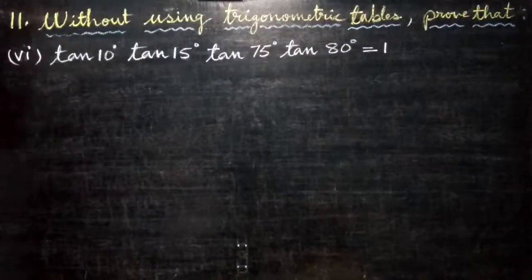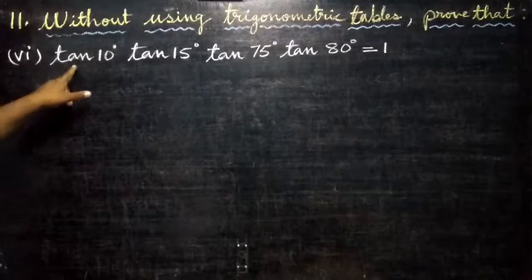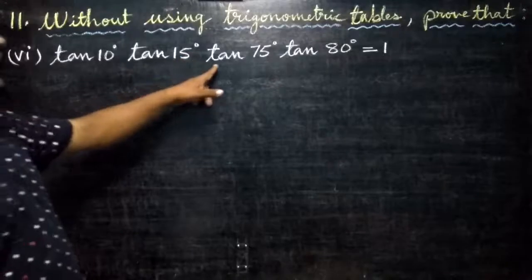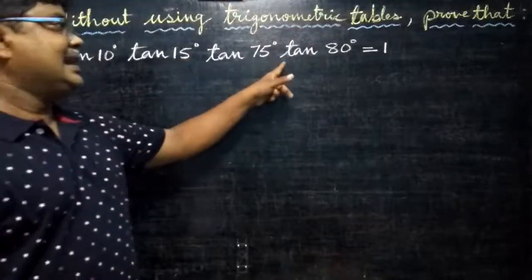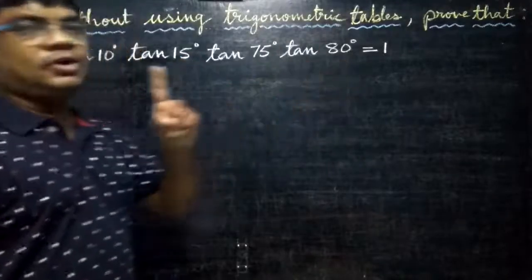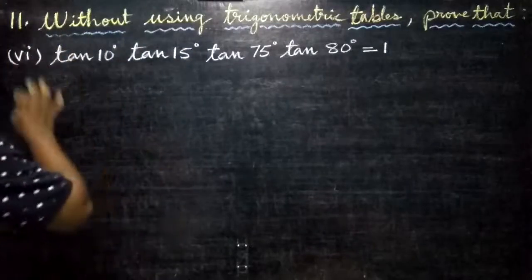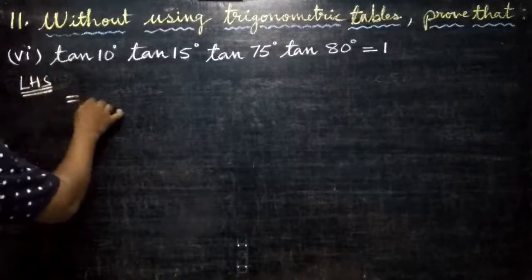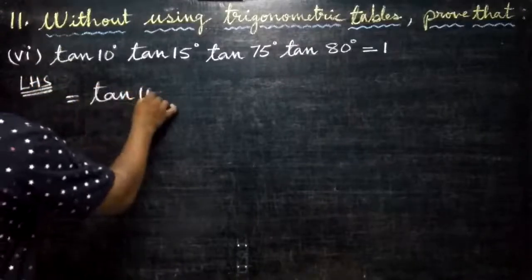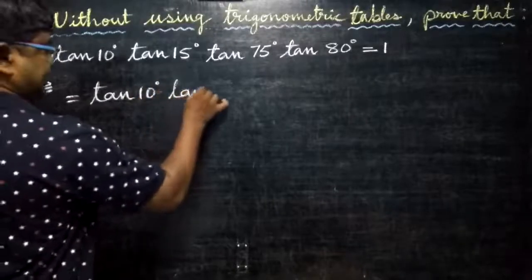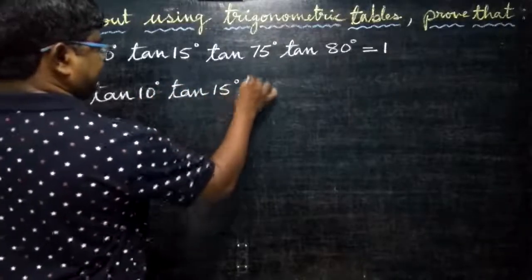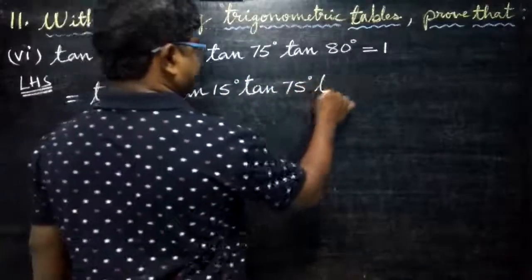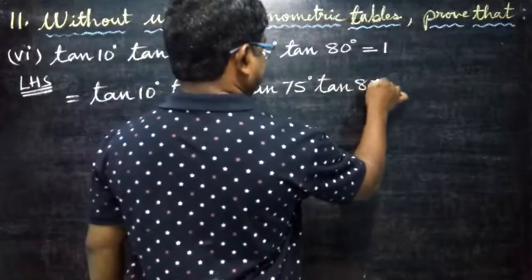Now 11th problem, 6th bit. Tan 10 degrees into tan 15 degrees into tan 75 degrees into tan 80 degrees is equal to 1 should come. Now take LHS, because we have to prove that: tan 10 degrees into tan 15 degrees into tan 75 degrees into tan 80 degrees.